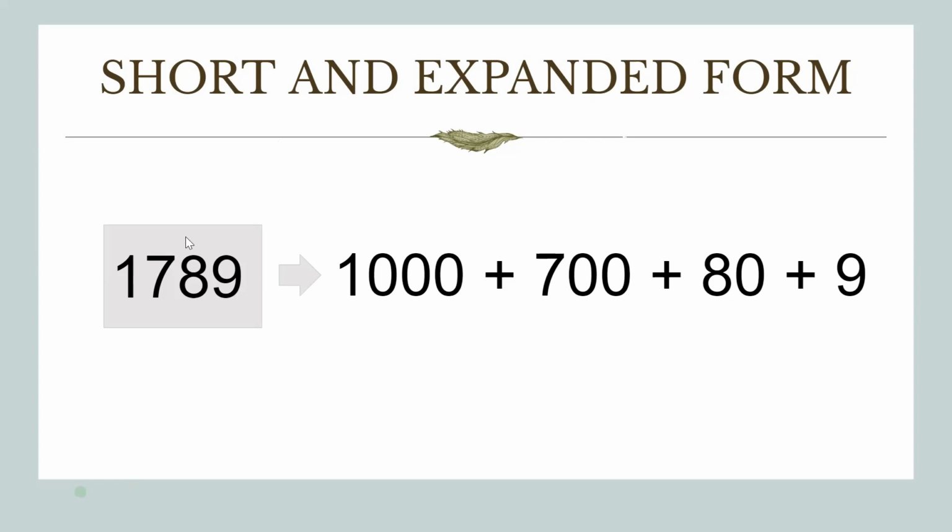Short and expanded form. The short number is 1789, and when we expand it, we write it along with the values of its digits. So 1, after that 3 digits, 1000, plus 7, 2 digits are there, 700, plus 8, only 1 digit is there, 80, plus 9 is all alone. So this is the expanded form.